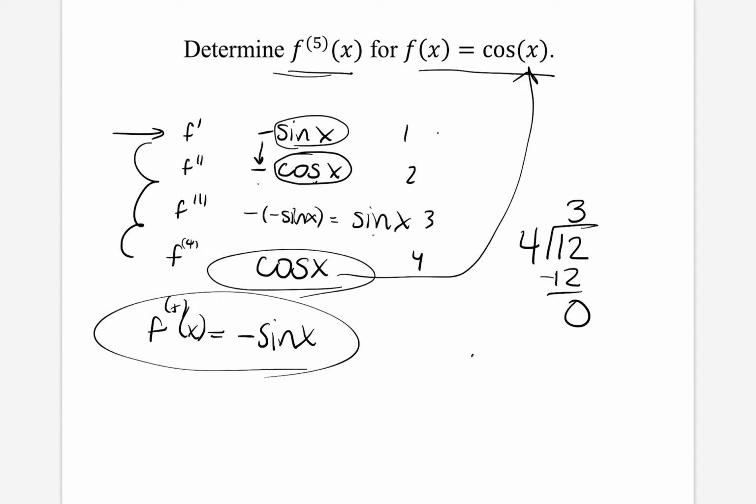If we wanted to take the 14th derivative, well, 4 goes into 14 3 times, and we have a remainder of 2. So the 14th derivative will be the same as the second derivative, namely negative cosine of x. So by looking at the remainder, we can figure out where in the pattern we are.